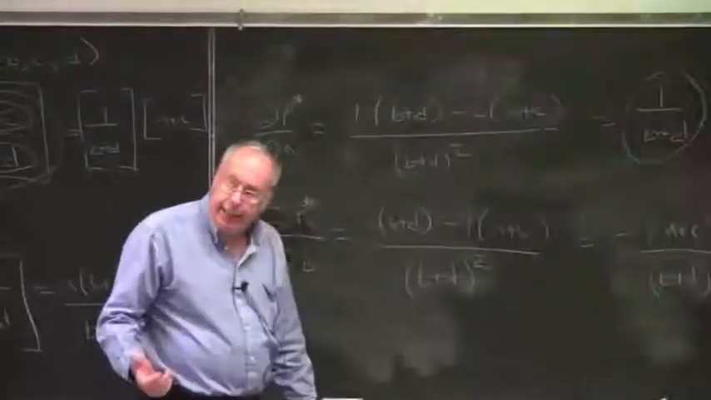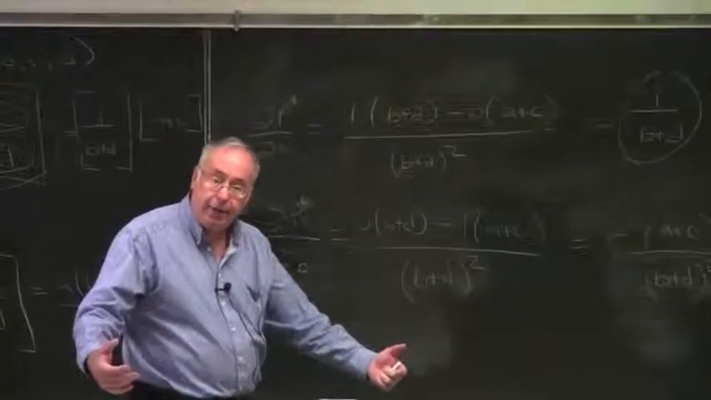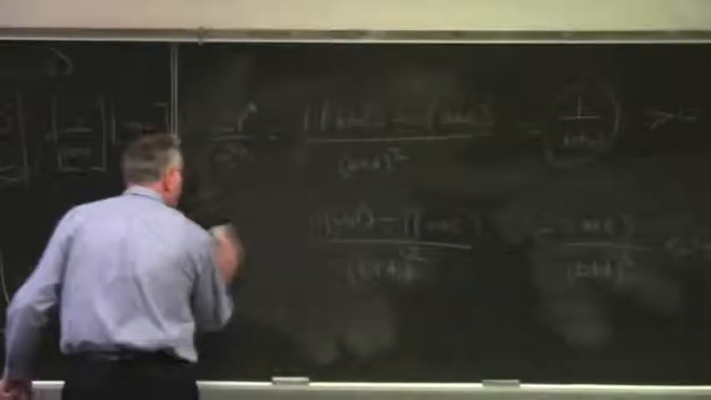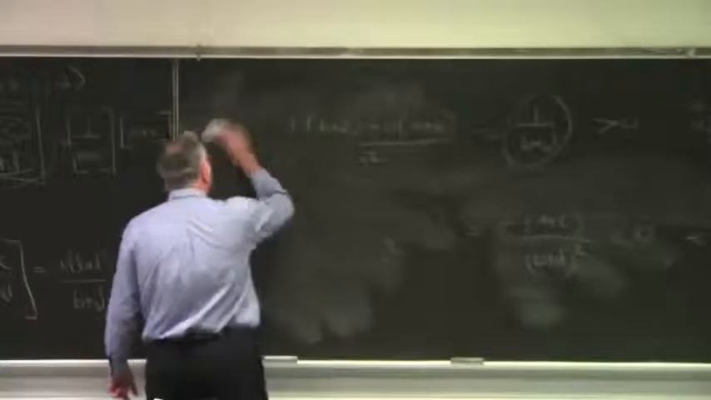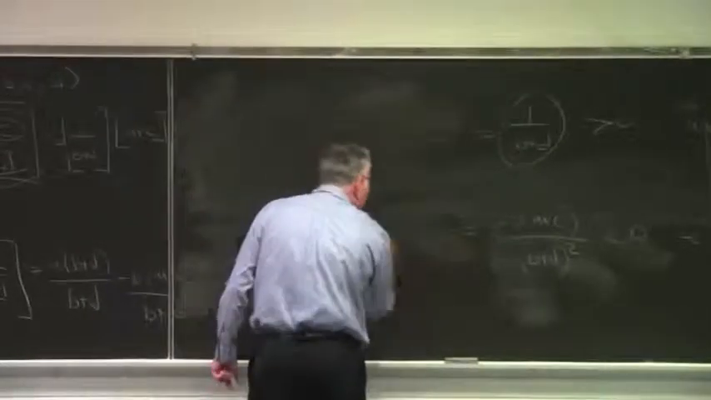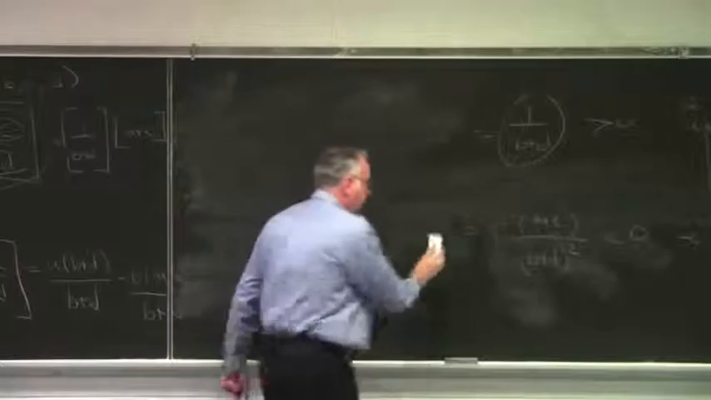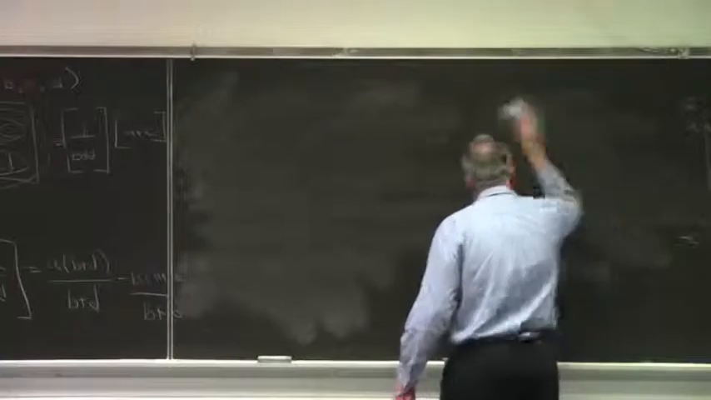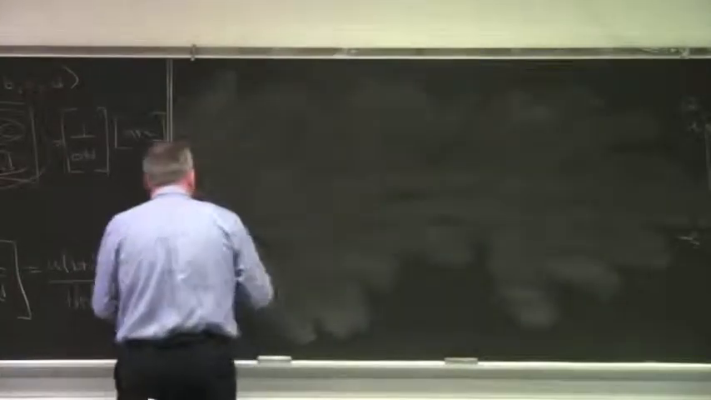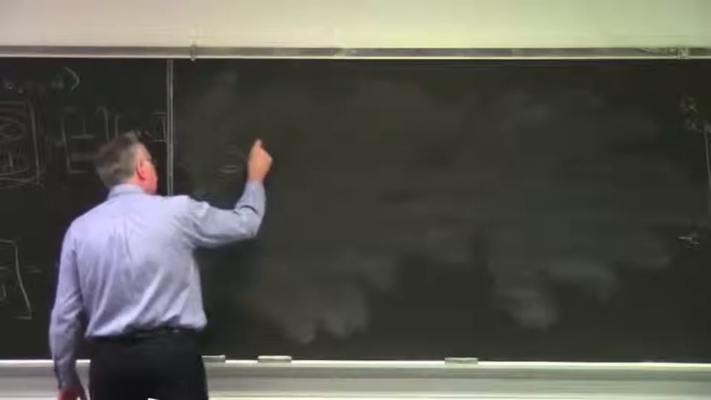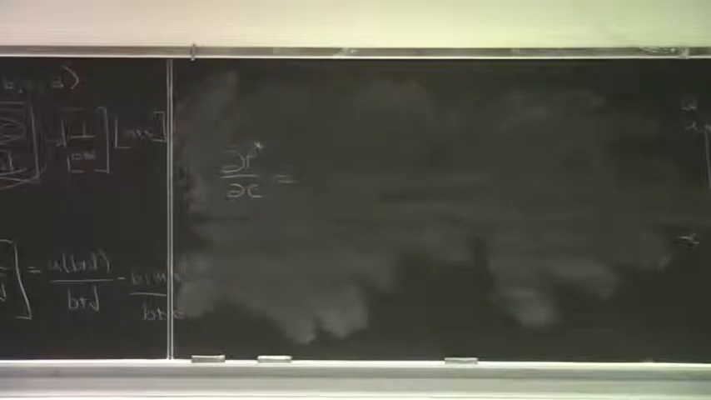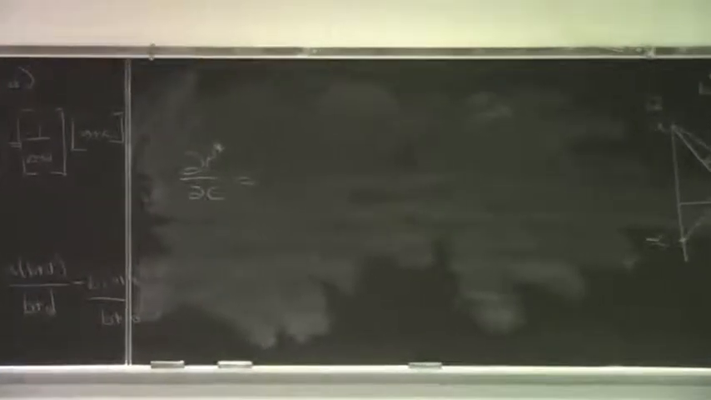Well, the other two parameters, C and D, are parameters from the supply curve. So let's look at those. Actually, this stuff is really quite simple. Partial P star, partial C. And what will that equal?